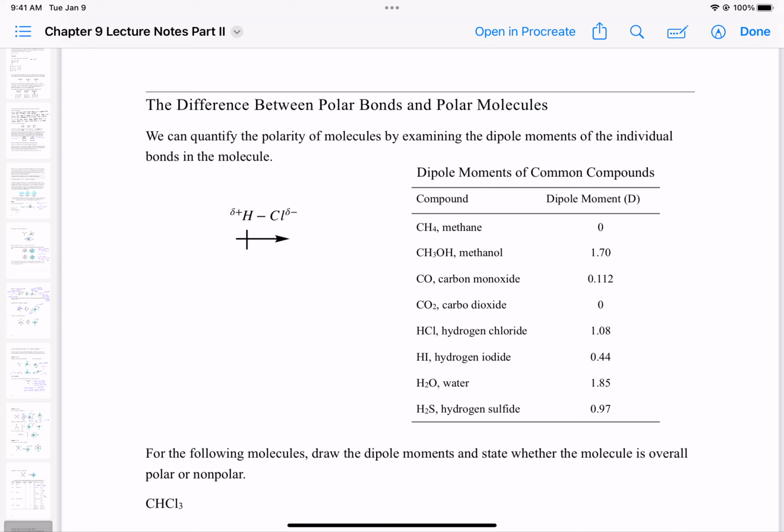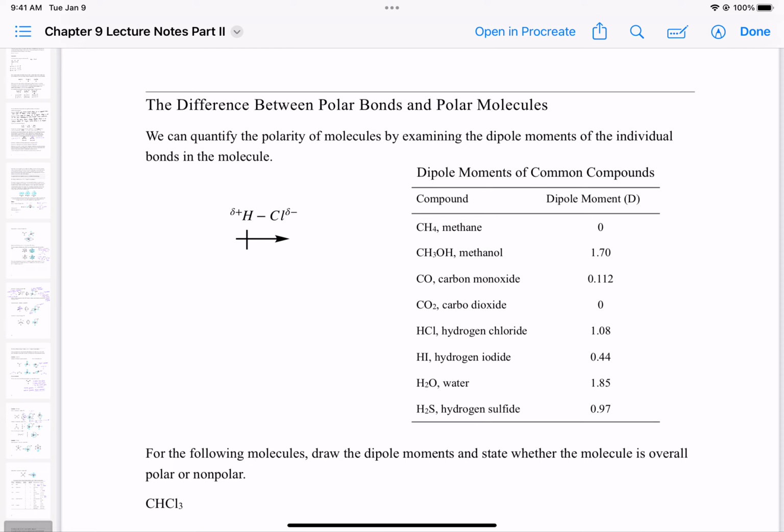So we draw a dipole. If you look at this arrow beneath HCl, the butt or positive end of the arrow is designated partial positive with the Greek letter delta, and the arrow is pointing where the electrons are going to flow in the molecule, so towards the more electronegative atom. So that's where the arrow gets the partial negative charge.